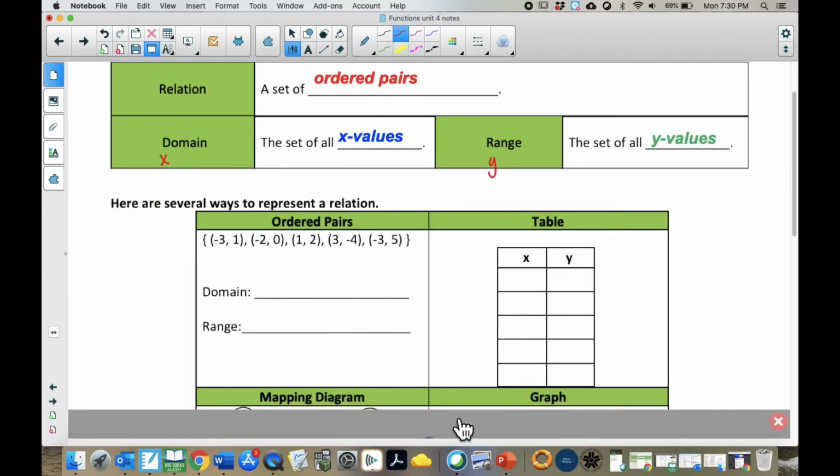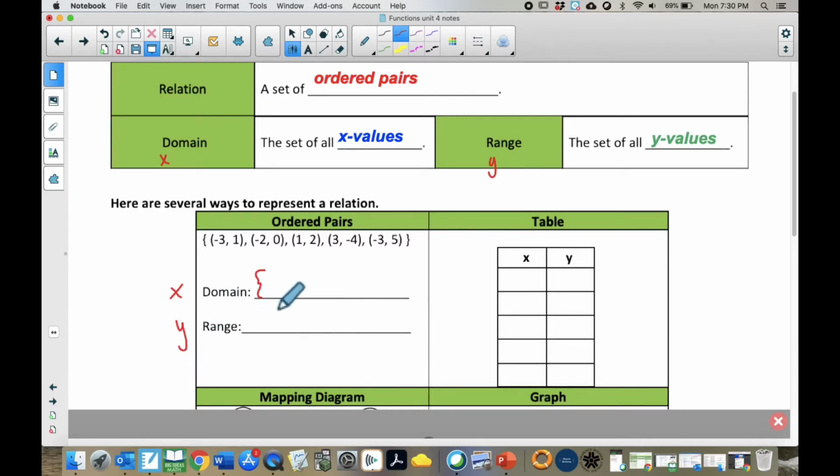Okay, there are several different ways to represent a relation. We can talk about it in terms of ordered pairs. We can remember that's what a relation is. It's a set of ordered pairs. We can put it in a table, we can make a mapping diagram, or we can do a graph. We're going to cover all four of those today. So when we talk about domain, remember domain is our x values and range is our y values.